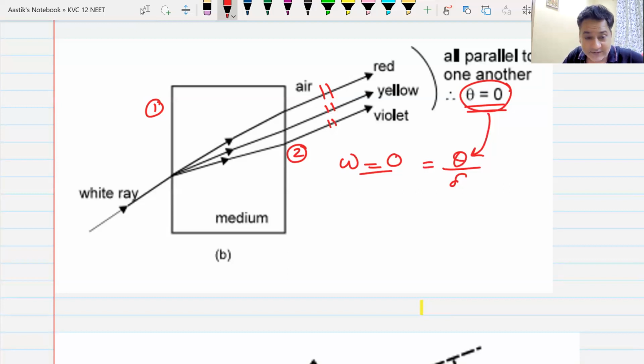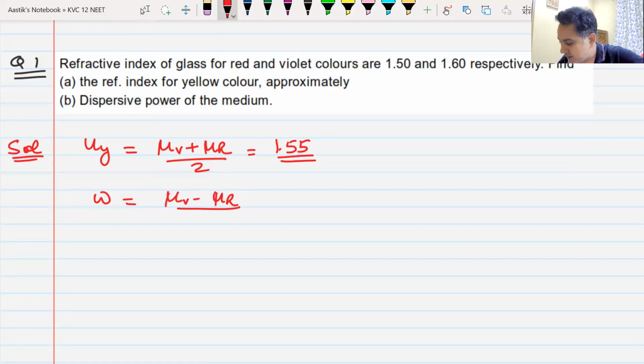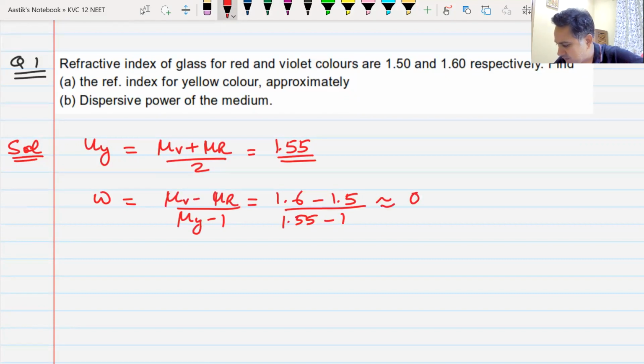If you give the same answer here, that will not be correct. Dispersive power omega will be mu violet minus mu red divided by mu yellow minus 1. You have already calculated mu yellow, so you can just put the values. Bachcha, give me the answer. 1.6 minus 1.5 divided by 1.55 minus 1. You will approximately get 0.2. Yes or no? Yes? No?